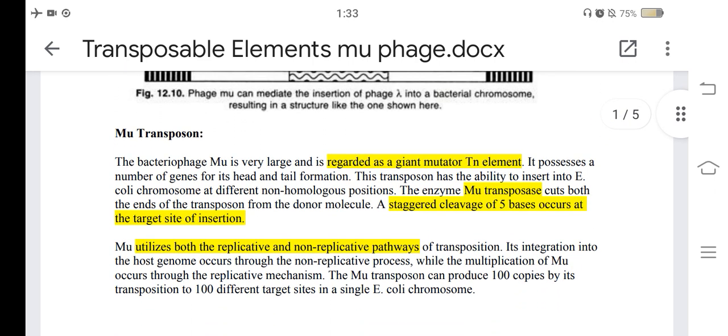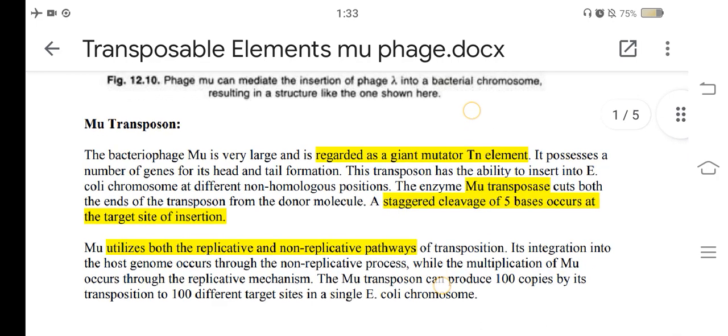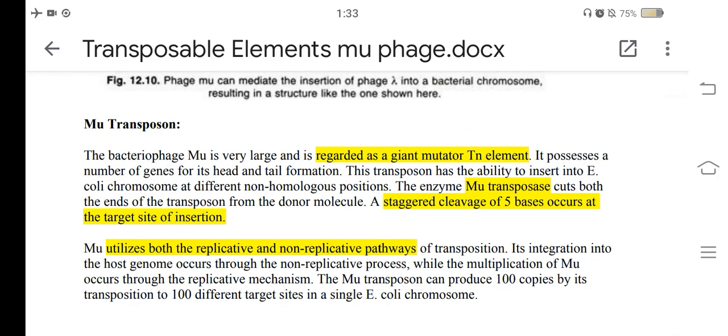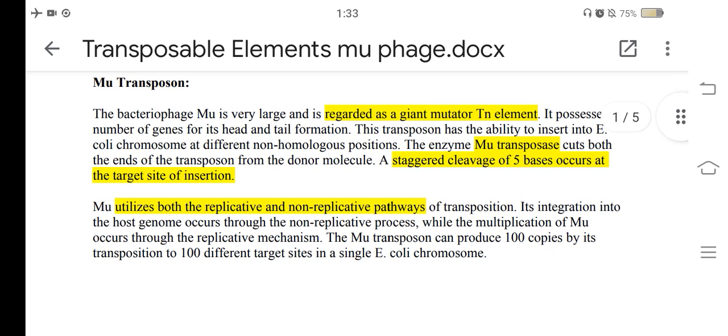It possesses a number of genes for its head and tail formation. This transposon has the ability to insert into the E. coli chromosome at different non-homologous positions. The enzyme Mu transposase cuts both ends of the transposon from the donor molecule. A staggered cleavage of 5 bases occurs at the target site of insertion.